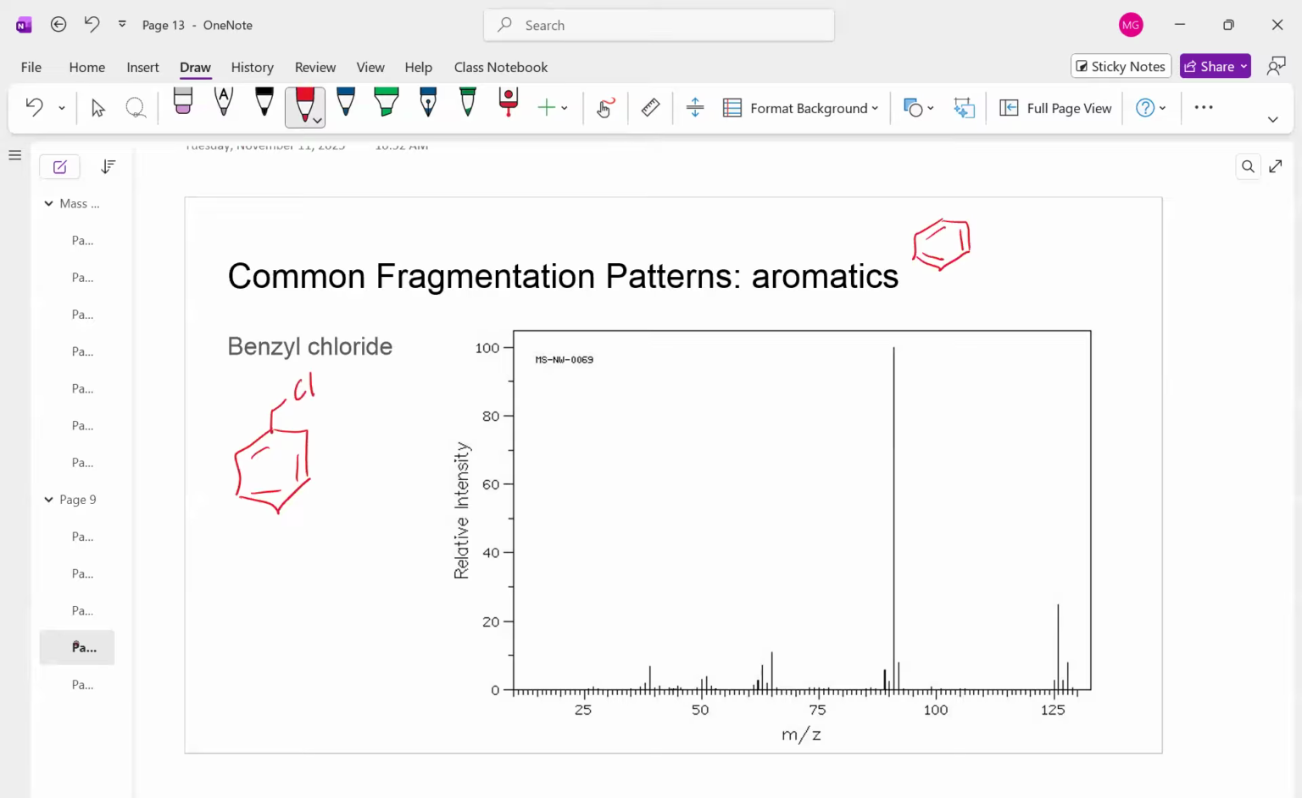So here's benzyl chloride. And I want to take a side trip real quick and look at the molecular ion. Because here's our molecular ion at 126. What does this represent? It's 2 peaks away, so we call it an M+2 peak. And notice that since it's about 1/3 the height of the M+ peak, that tells you that chlorine's present.